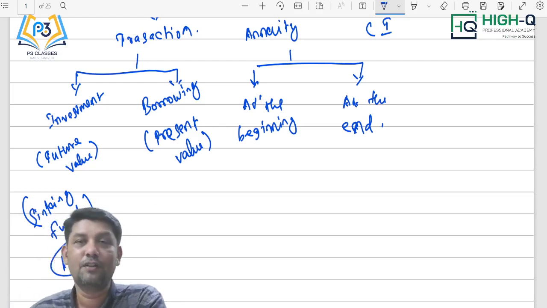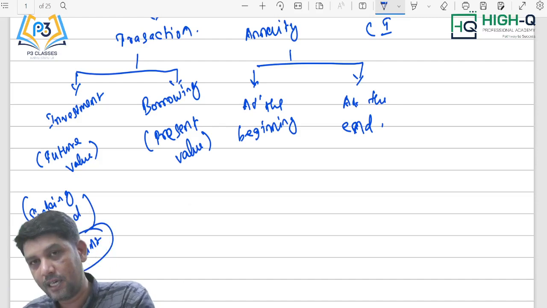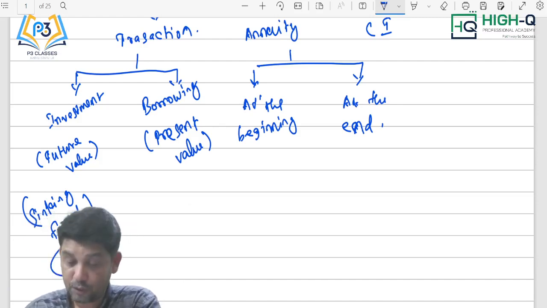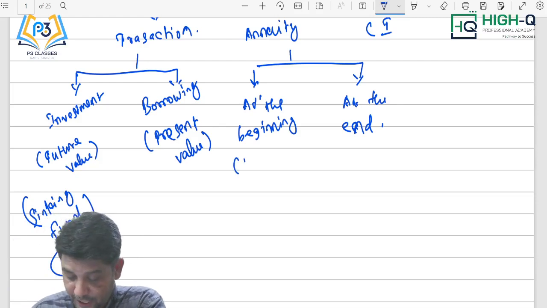Sometimes we pay this annuity at the end of the period, at the end of 1 month, at the end of 6 months. That we call the end of the period. At the beginning of the period, I call it an immediate annuity.